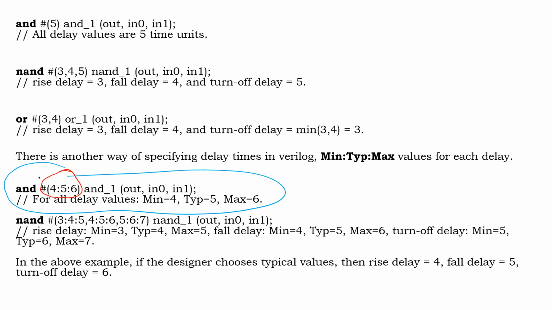And in the next one, 3 values are specified, with different values of course. 3, 4, 5 belongs to the rise time. 4, 5, 6 belongs to the fall time. And 5, 6, 7 is the turn off delay. So each category has minimum, typical, and maximum values. In the above example, if the designer chooses typical values, then the rise delay is 4, the fall delay is 5, and the turn off delay is 6. What are the typical values? The middle values are the typical values.